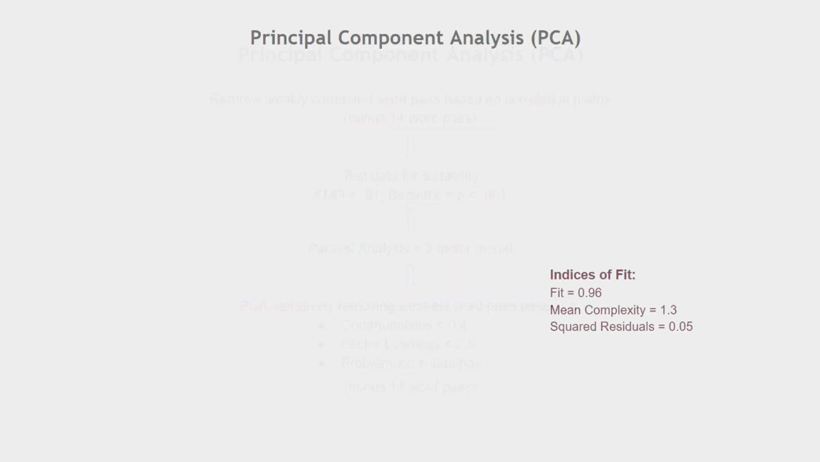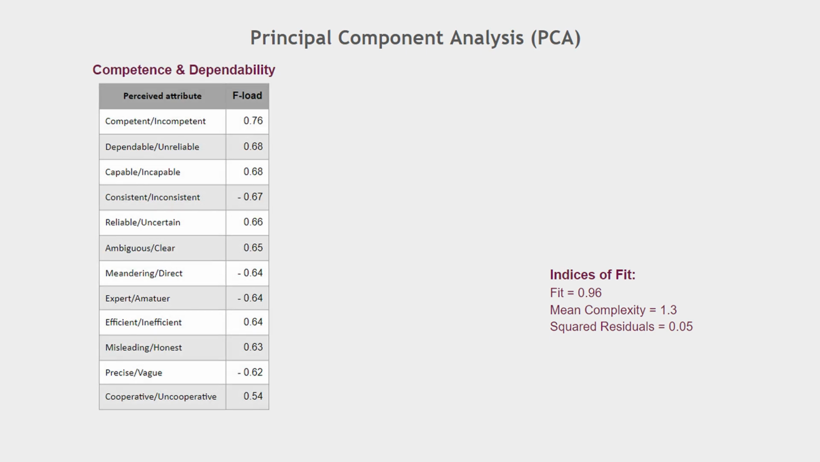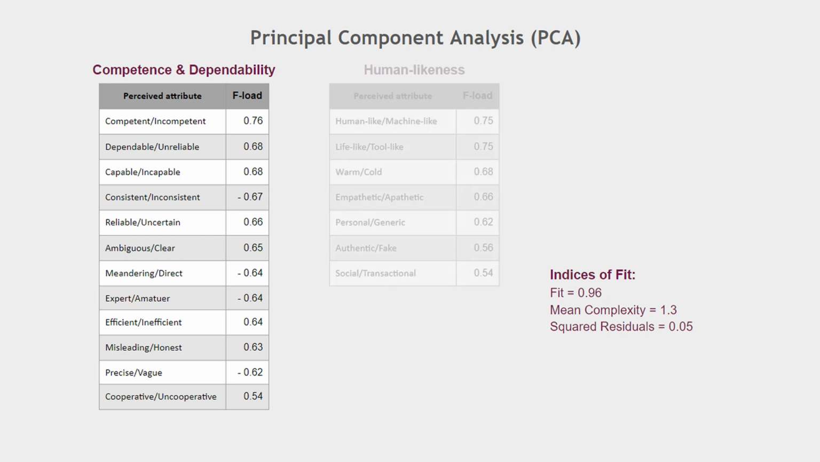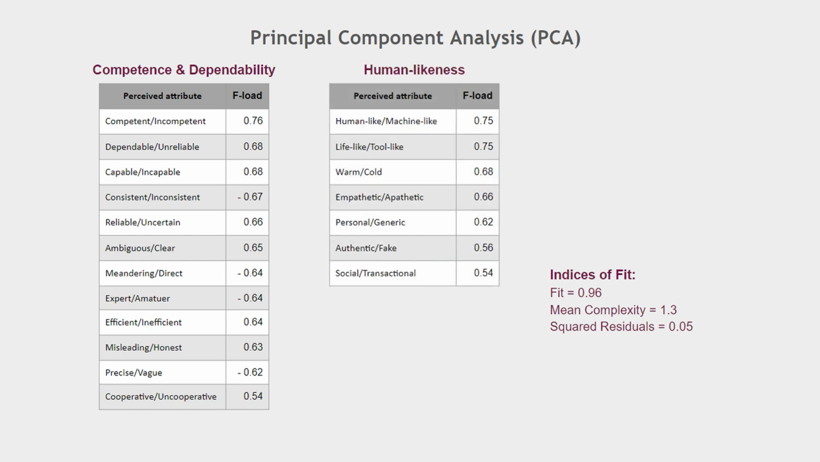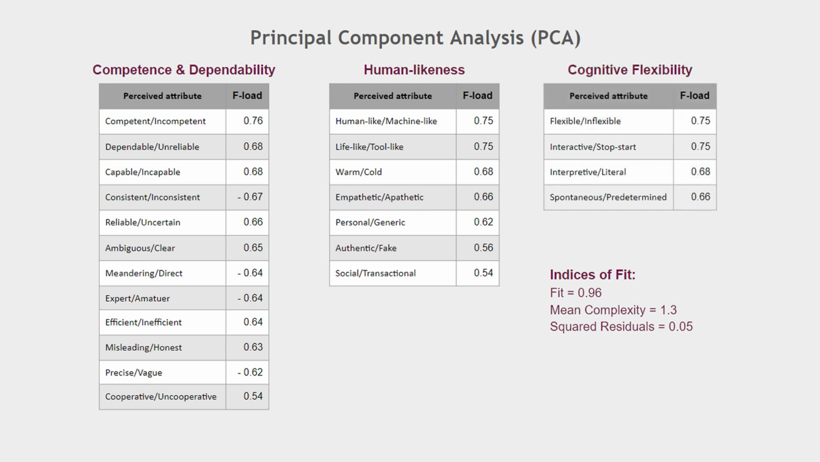From this, we identified 3 key dimensions critical to partner models. These were partner competence and dependability, which emerge from perceptions of competence, dependability, capability, consistency, and reliability, and so on. Human likeness, which emerges from ratings for human likeness, lifelikeness, warmth, and empathy. And cognitive flexibility, which emerges from ratings for flexibility, interactivity, ability to interpret, and spontaneity.